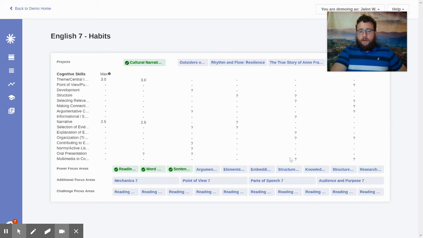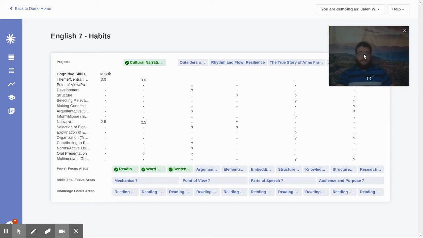Then you have all the power focus areas, additionals, and challenge focus areas listed in the bottom. And if you click on any of these projects or assessments, it will take you to those pages as well. This is a really good resource to get an overall look at how you're doing in one given course, but it doesn't really give you any information about your grade. For that, you have to access the grades page from the progress page instead of the year page. So this course view is pretty useful though.